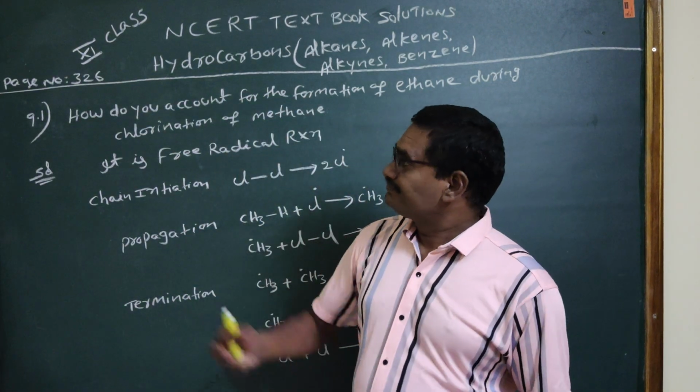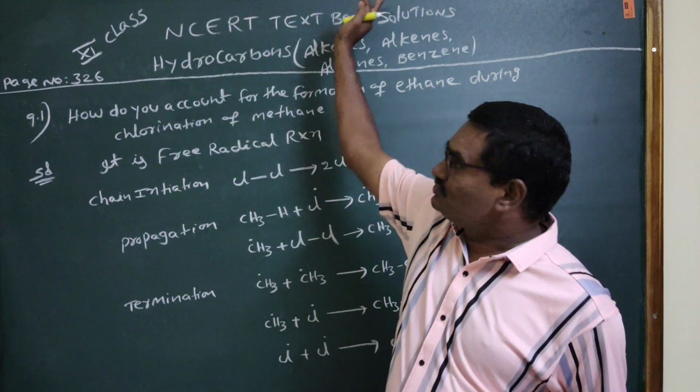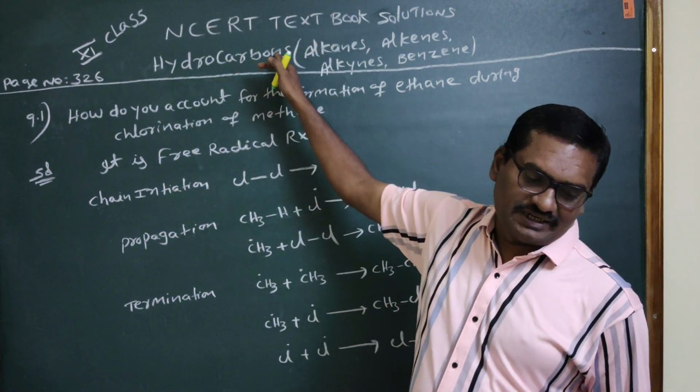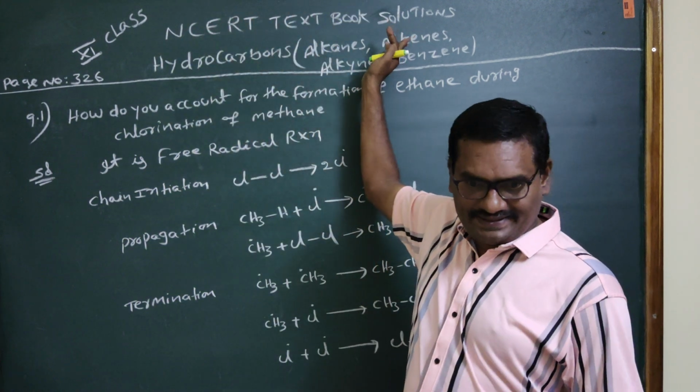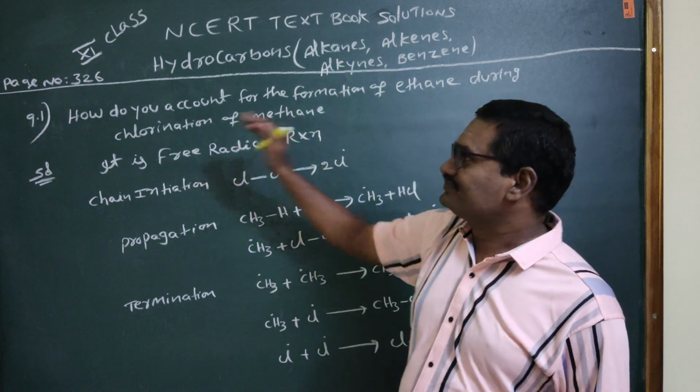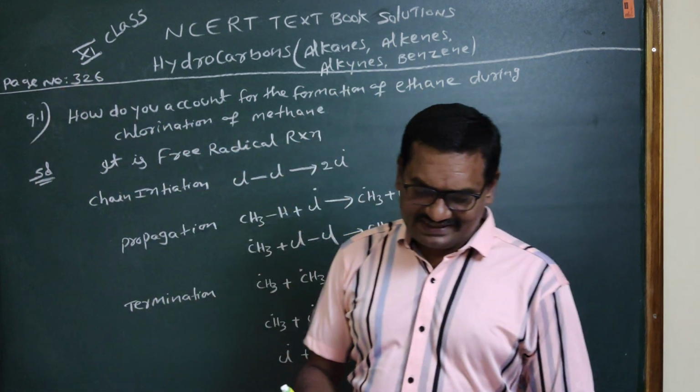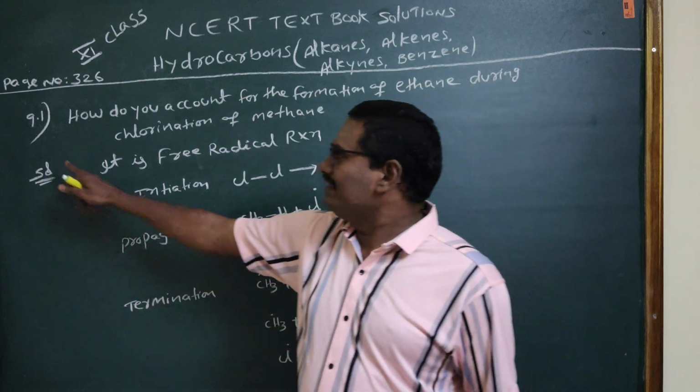Next topic, NCERT textbook solutions, hydrocarbons. That means alkanes, alkenes, alkynes, and benzene. So page number 326, exercise 9.1.